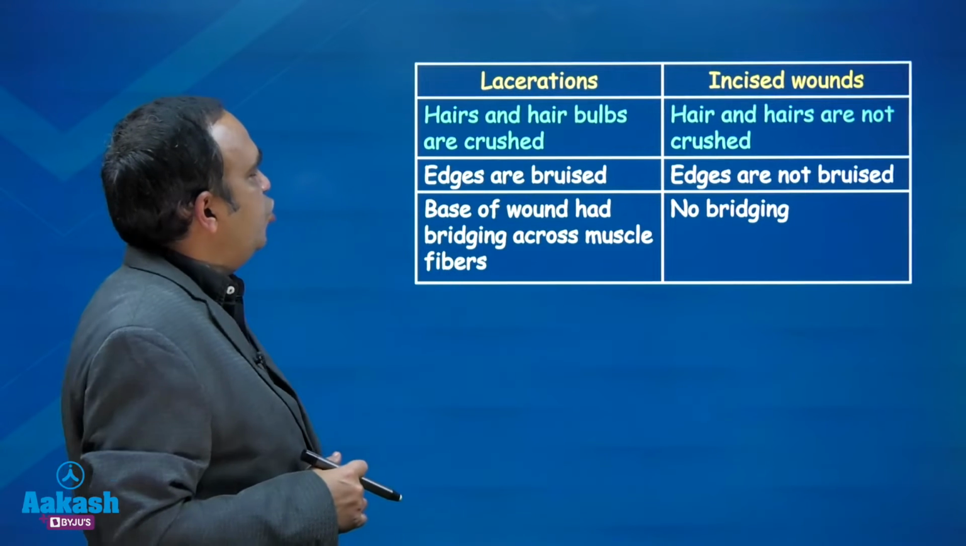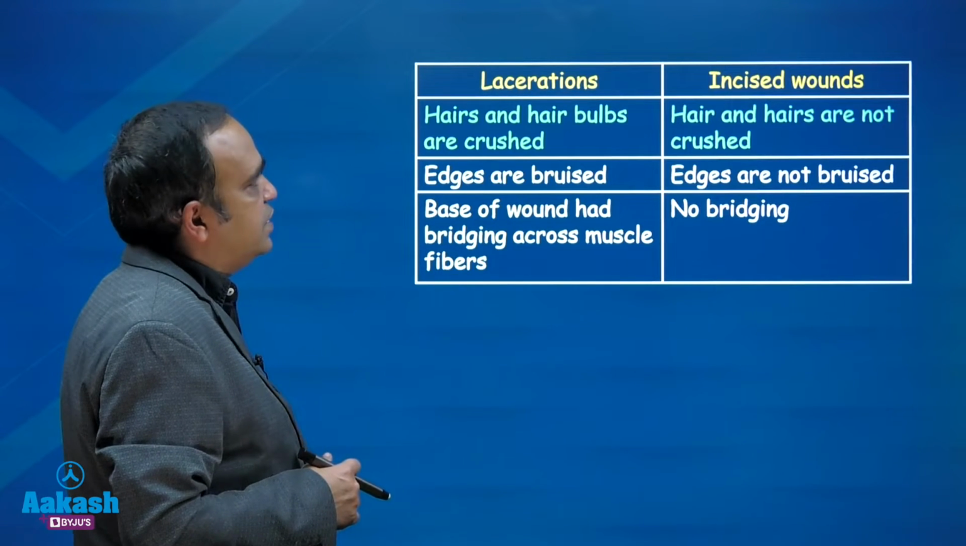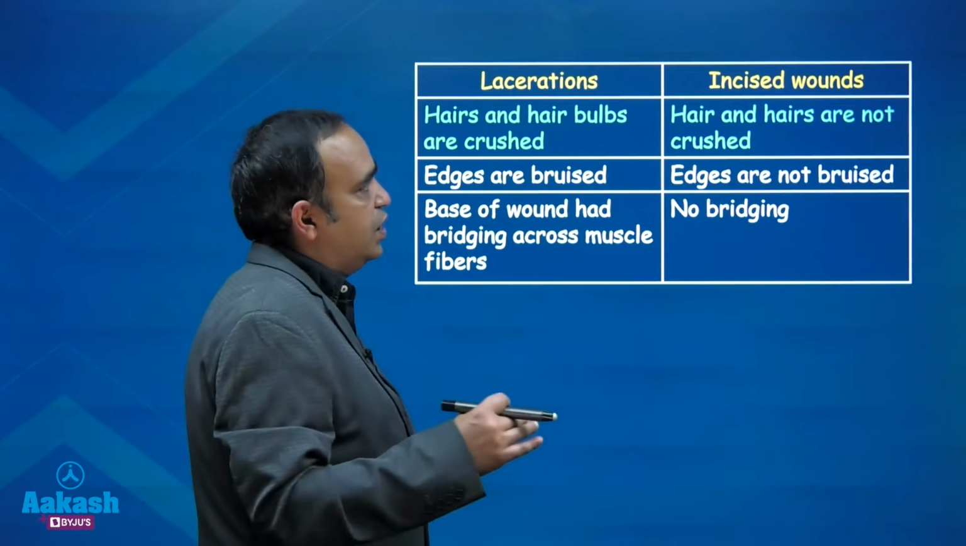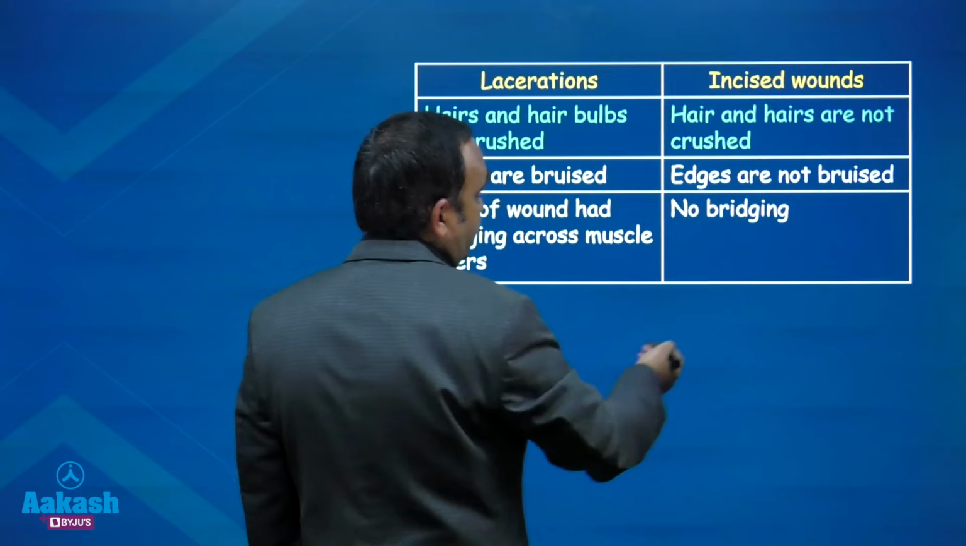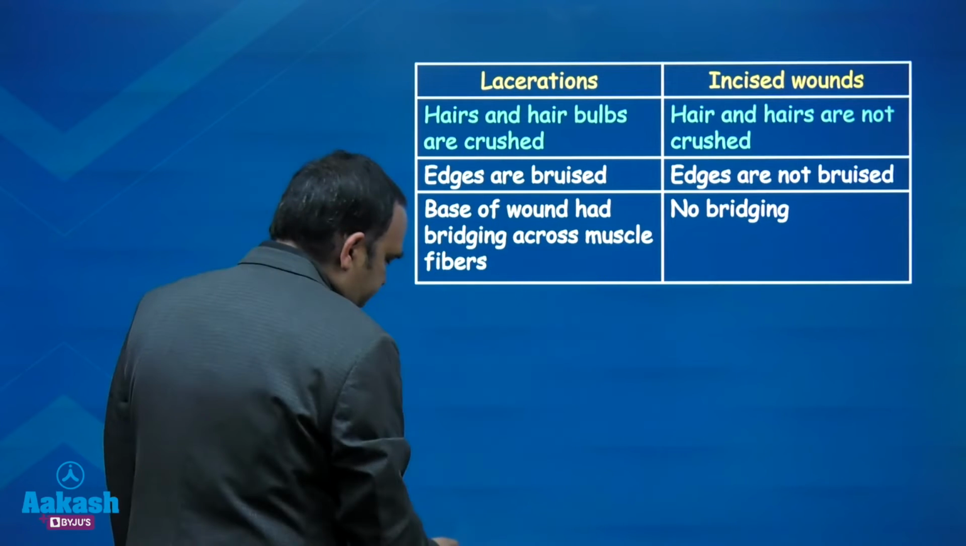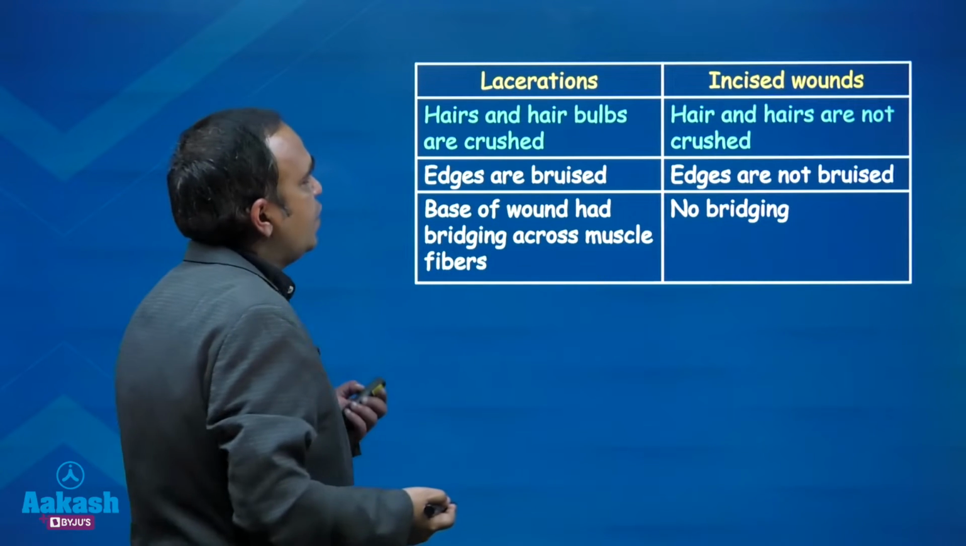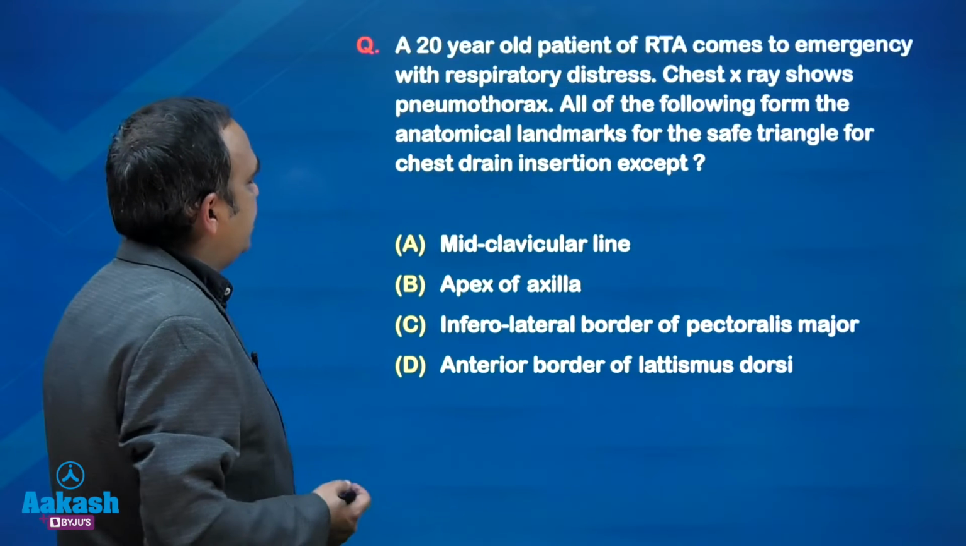Okay, so as I have told you, hair and hair bulbs are crushed in lacerations, whereas in incised wound, hair bulbs are not crushed. The edges are not bruised in incised wound and there is no bridging. Okay, so now we move on to the next question.